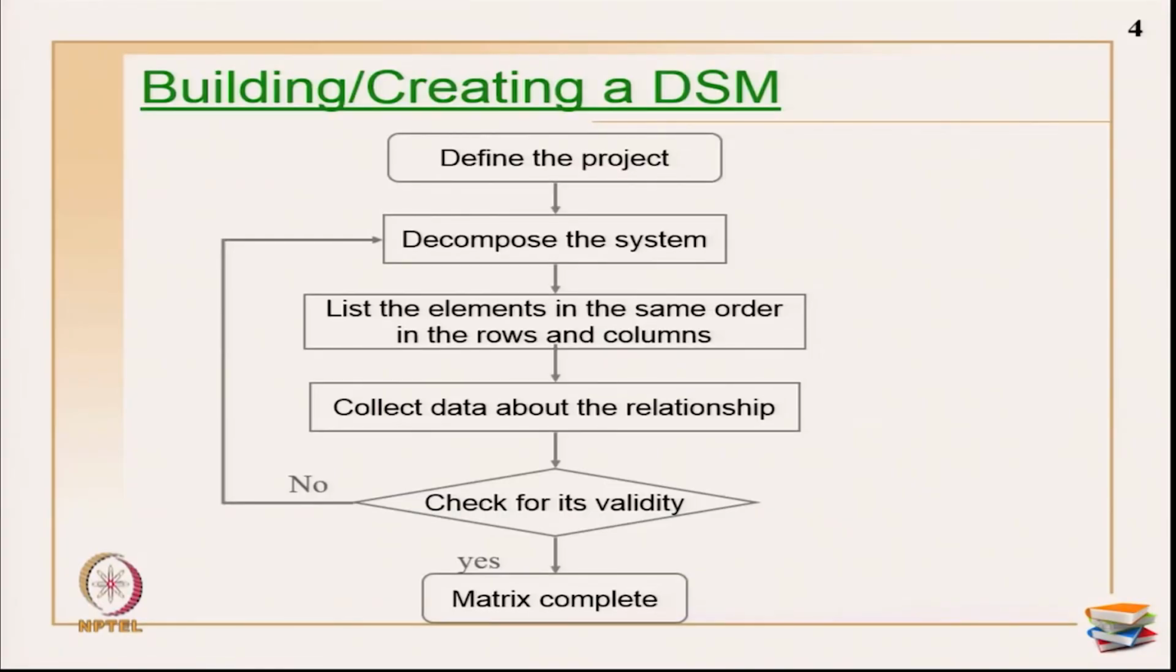Accordingly, what you have to do is identify the elements. Elements is a generic name given for components, teams, parameters and so on. So, if you want to do it at activities, then list out all the activities in the same order in rows and columns, so that you get the skeleton DSM. A skeleton DSM is a blank DSM with just the rows and columns identified and no relationships identified. Okay, that is primarily called the skeleton structure.